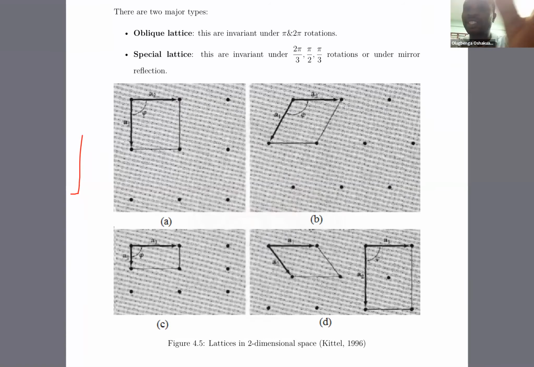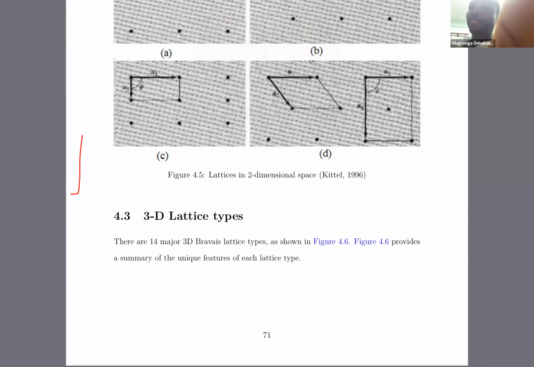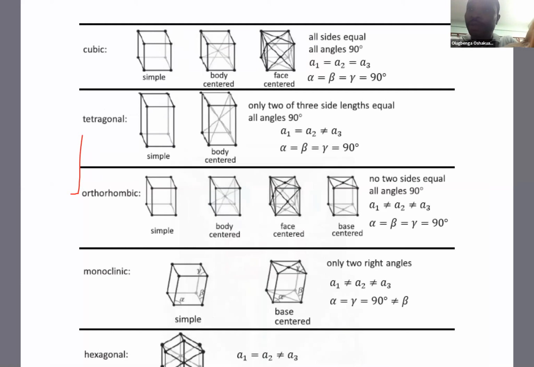But when we move to 3D, there are 14 major types. Under the 14, they can be subdivided into some other categories. But there are 14 major Bravais lattice types, which we'll be looking at one after the other. Number one and the most common is the cubic. The cubic is very straightforward because we interact with a lot of cubes in our day-to-day activities.